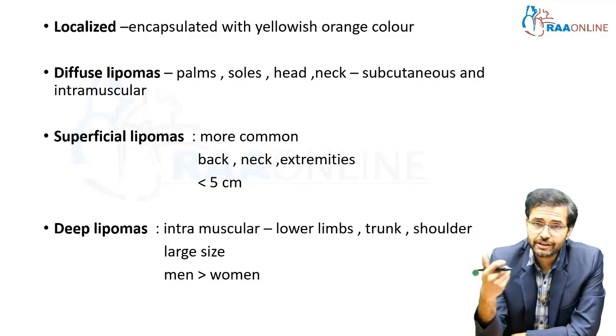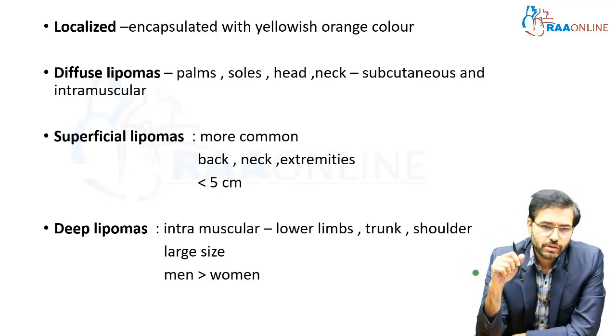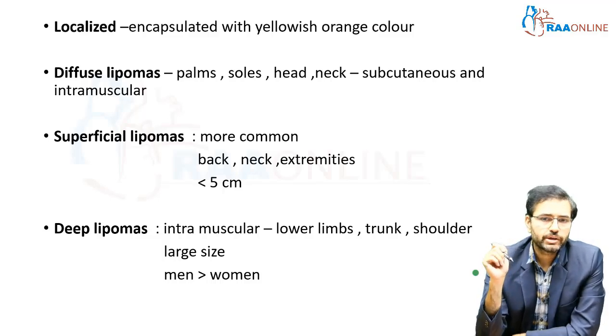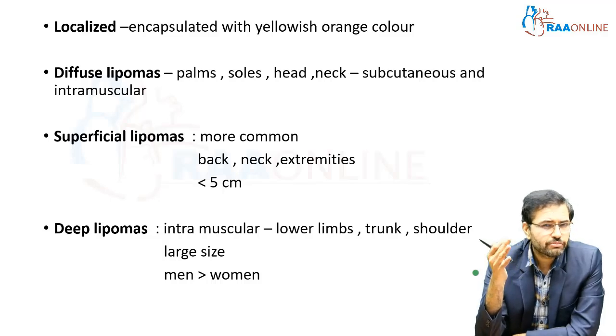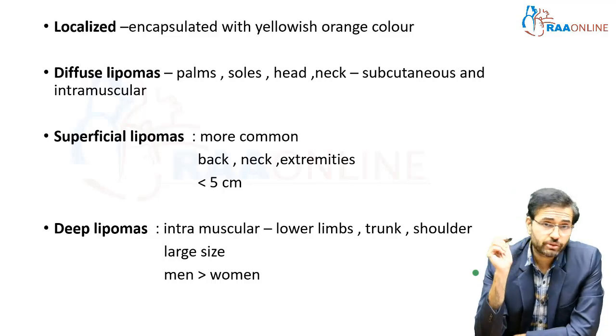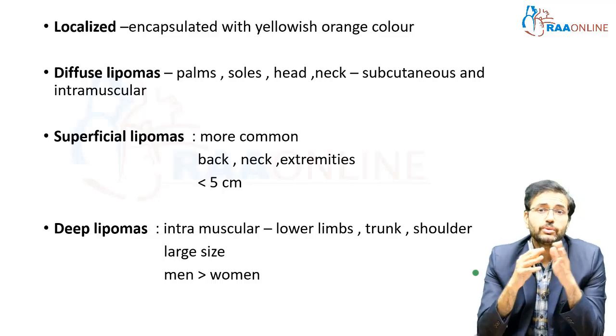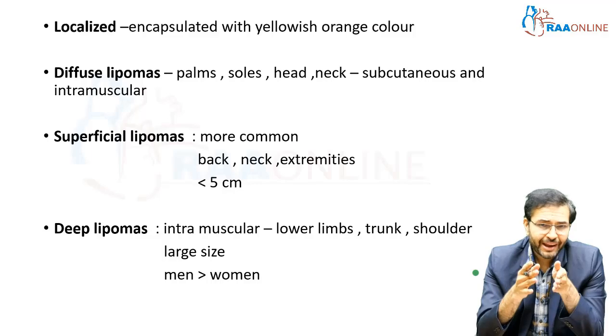In the soles, because there are tense fascia, the swelling may not be apparent very well. Palms, etc. It can be subcutaneous or intramuscular as well. Lipomas can be superficial or deep. Superficial lipomas are the ones that we commonly encounter. They are seen in the back, neck, and extremities. They are usually smaller in size compared to deep lipomas, usually less than 5 centimeters. Deep lipomas are commonly intramuscular lipomas, very commonly seen in the lower limbs, trunk, and shoulder. They can extend to large sizes because they are not easily noticed in the beginning stages, and they are more common among men when compared to women.